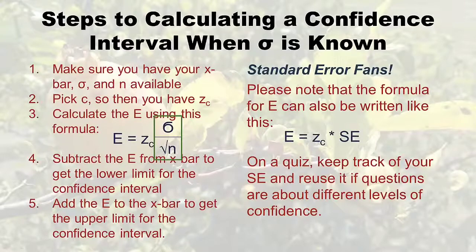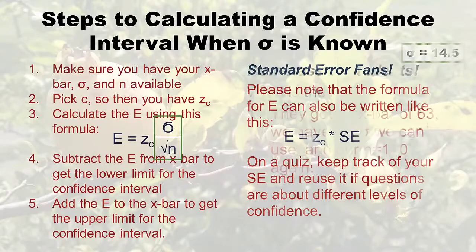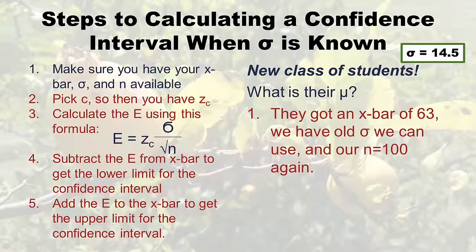Okay, now I'm going to walk you through actually calculating a confidence interval when the population standard deviation is known, to give you an example. So here's our example. Remember the class of students that I was telling you about, where we had such a hard test that nobody got 100%. In that class of students, we studied the population standard deviation and we found it was 14.5, right? But now it's a new term, right? Same college, new term.